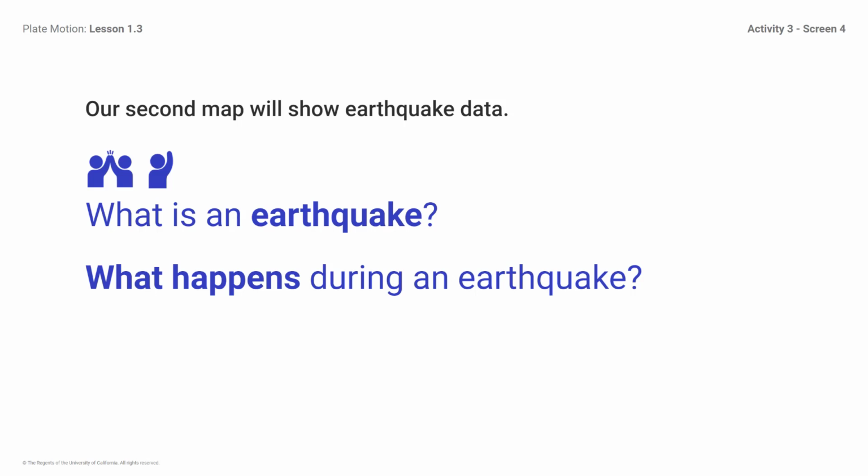Our second map would show earthquake data. What is an earthquake? What happens during an earthquake? You might respond, a sudden shaking of Earth's surface. You might also respond, the ground shakes. Sometimes there's damage to buildings or roads.